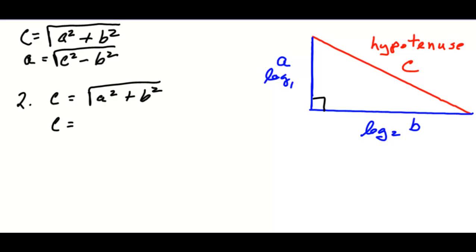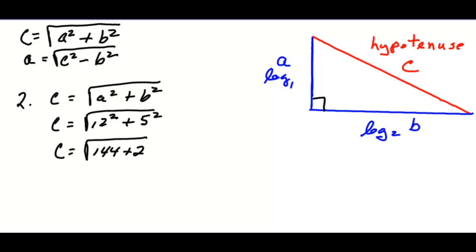Now, that being the case, in number 2, a we'll say is 12, so it's the square root of 12 squared, and b happens to be 5, so that's 5 squared. Then when you do this, you get the square root of 144 plus 25. This then becomes the square root of 169. That's one of those perfect squares that we talked about. And so what you'll have is c equals 13.